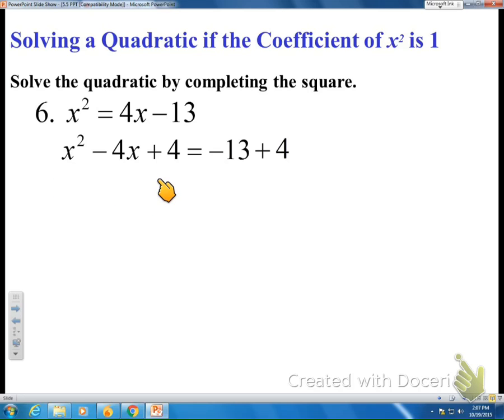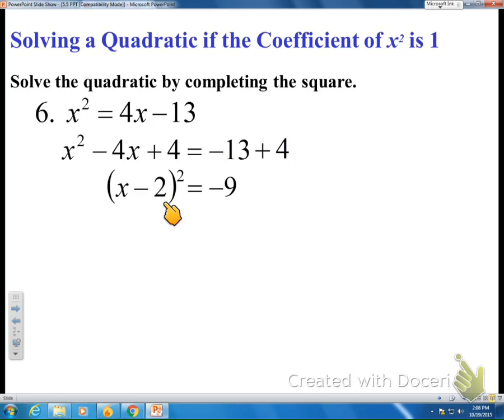I want to be able to write this trinomial as a binomial squared. So I've got to figure out what's going to be inside parentheses. What multiplies to 4 and adds to give you negative 4? Negative 2. So I'm going to have in parentheses x minus 2, all squared. And you simplify the right side.